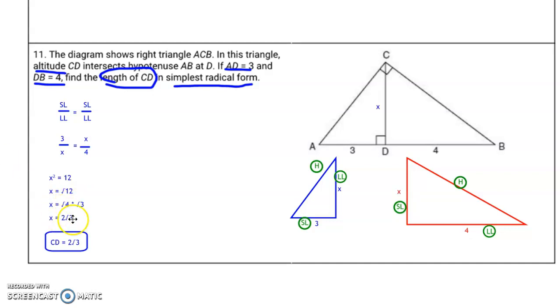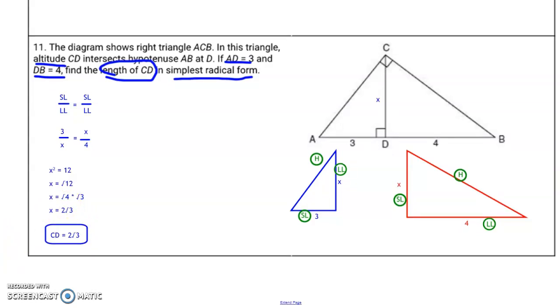The square root of 3, I can't do it, so I leave it as square root of 3. So again, I'm labeling this as CD equals 2 radical 3. If you leave it as x equals 2 radical 3, depending on the grader, they might be a jerk and they might not give you full credit.